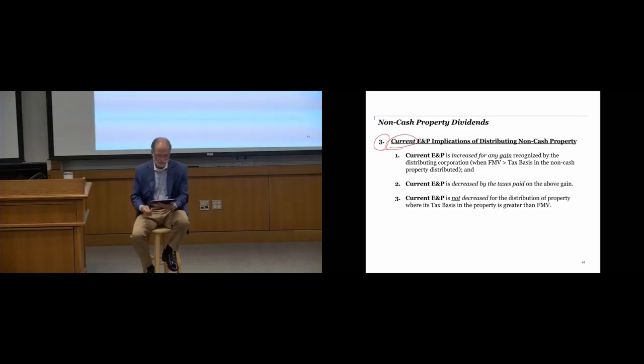So if I recognize gain in the transaction, so we had a couple examples where we recognized gain, we distributed out appreciated property. If I recognize gain, current E and P is increased for any gain recognized by the distributing corporation. I think that's intuitive, right? If I have a built-in gain asset and I realize it, and I recognize it, that has to go into my current E and P. I recognize the total value of that. So the gain increases my current E and P.